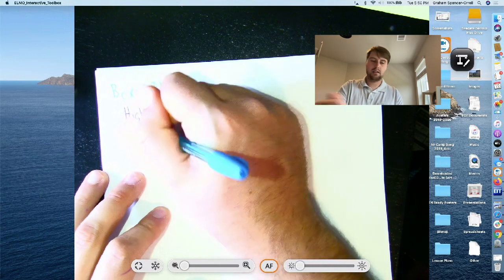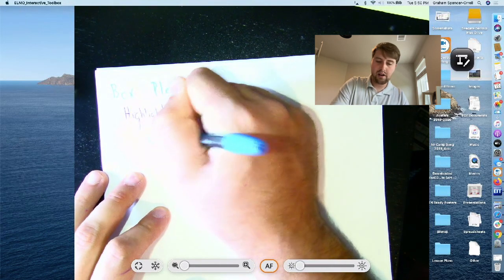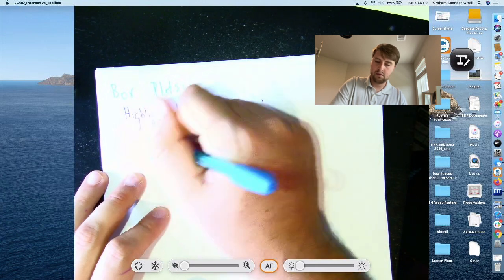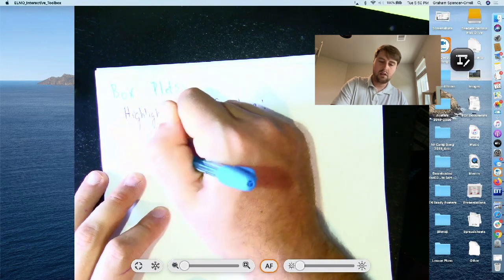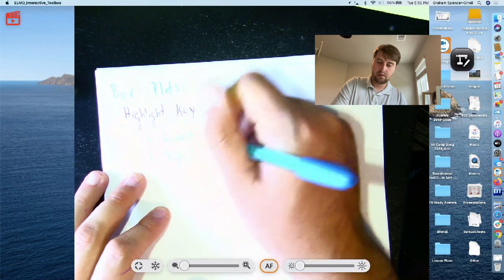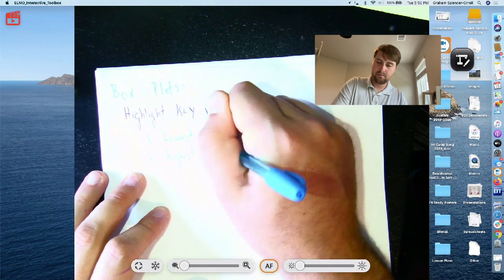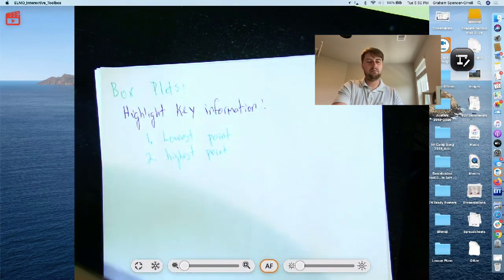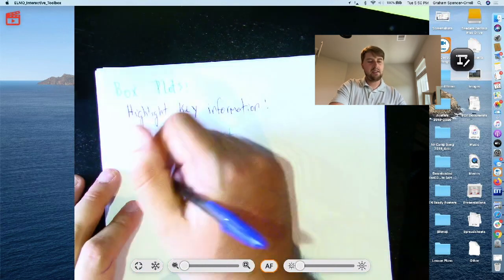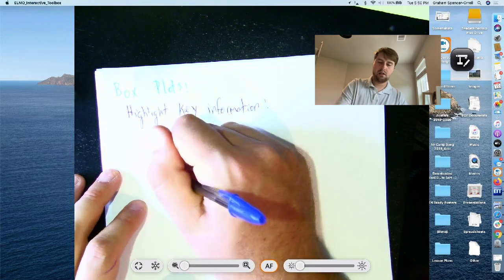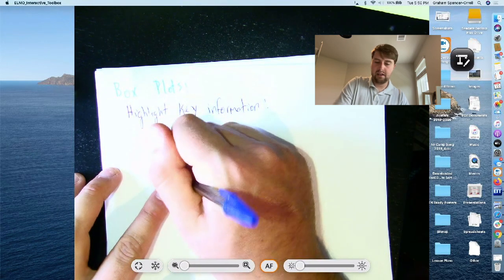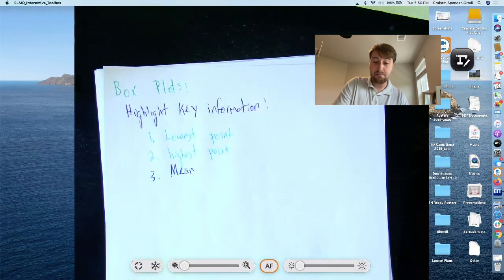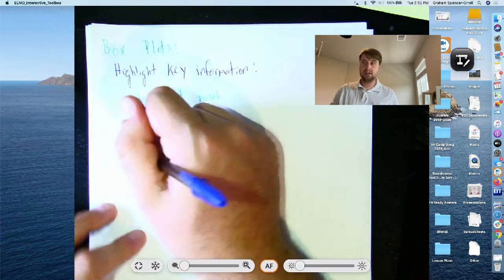They highlight the low point, the highest point. And then they take three more. They have the mean. Sorry, the mean, not the median, they have the mean.